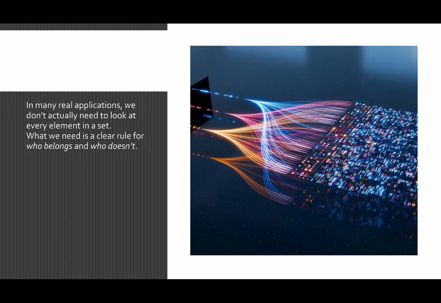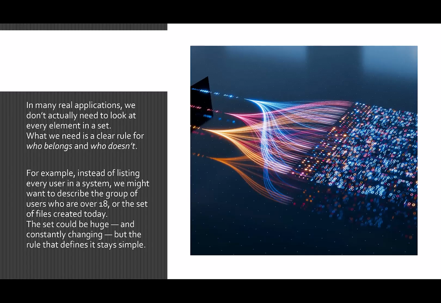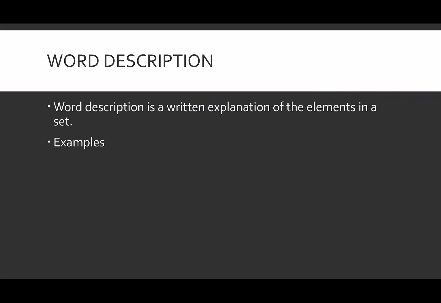In many real applications, we don't actually need to look at every element in a set. What we need is a clear rule for who belongs and who doesn't belong. For example, instead of listing every user in a system, we might want to describe a group of users who are over 18, or the set of files created today. In both cases, the sets could be huge and constantly changing, but the rule that defines it stays simple. To make things easier, we could write the set as a word description. A word description is a written explanation of the elements in a set, like A is the set of ages of employees, or C is the set of new clients.